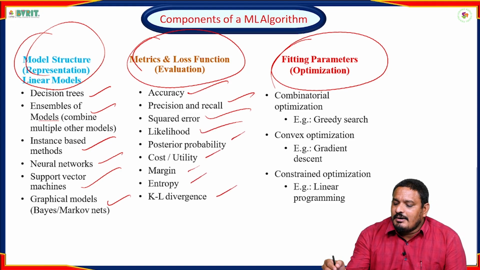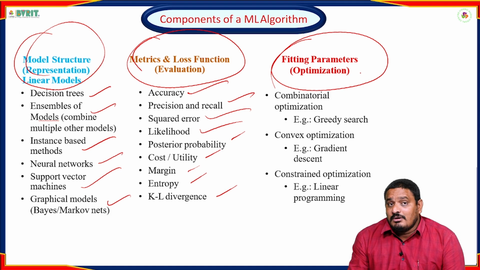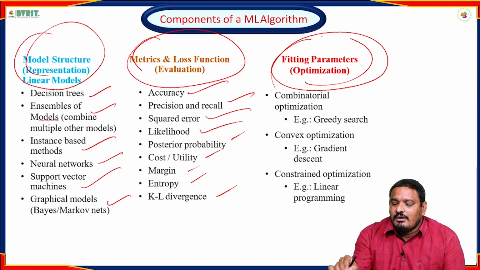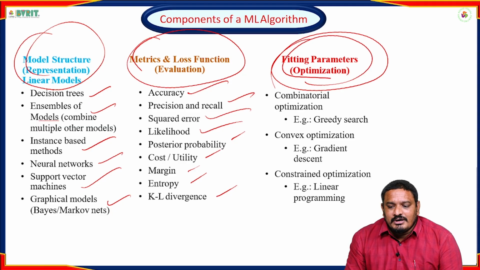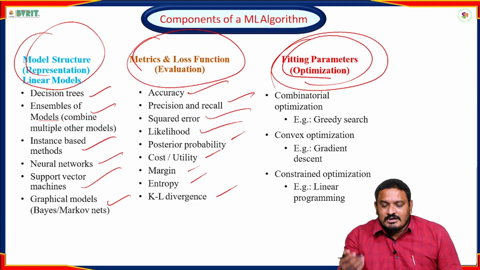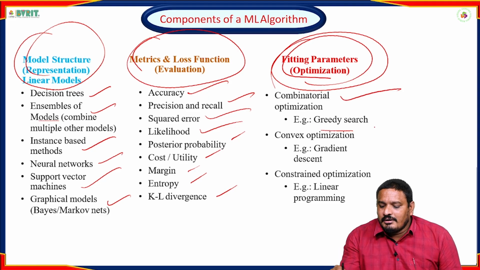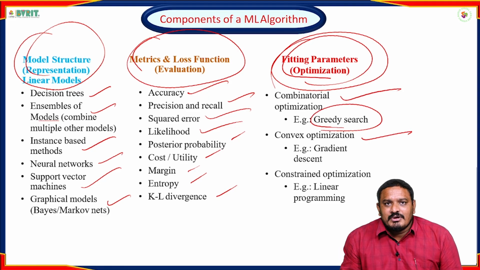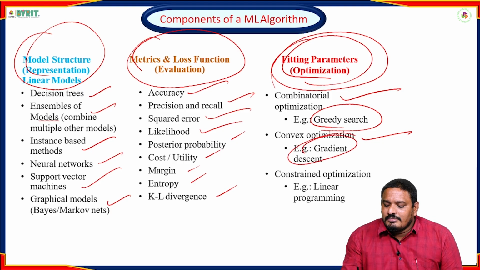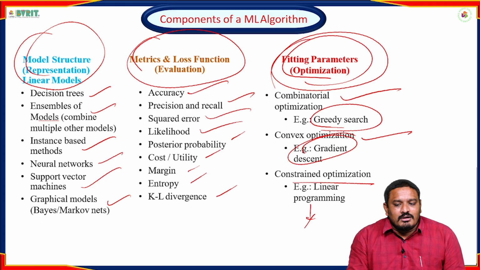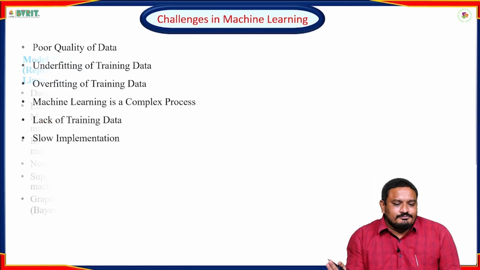The next one is parameter optimization. We use optimization techniques as the next component in the machine learning algorithm. What are the optimization techniques? Combinatorial optimization, which is the greedy search. Convex optimization, which is called the gradient descent optimization technique. The next one is constraint optimization, which is linear programming. These are the different components of machine learning.